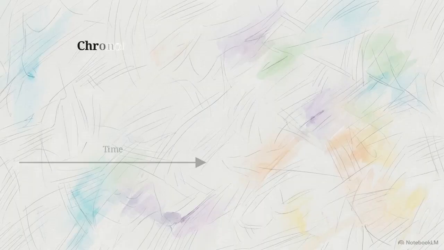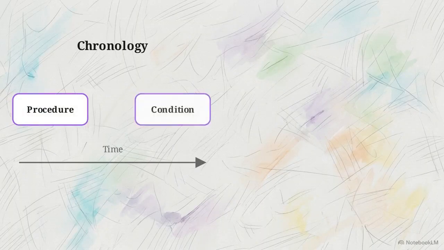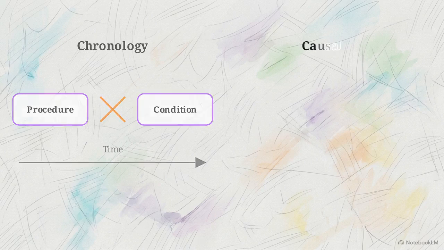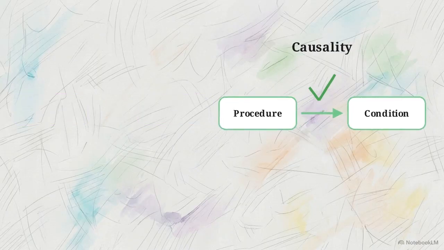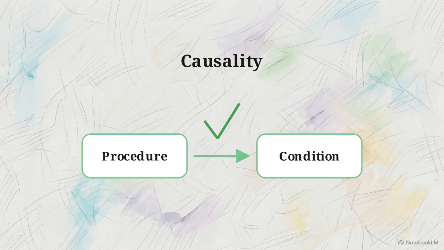On the left, a chronological timeline. A procedure occurs, then a condition develops. Chronology does not equal complication. On the right, causality. The procedure directly triggers the condition. Because an event happens after surgery, you cannot infer the surgery was the trigger.